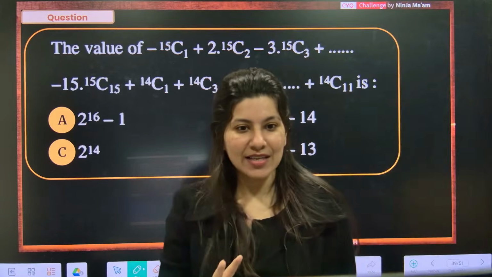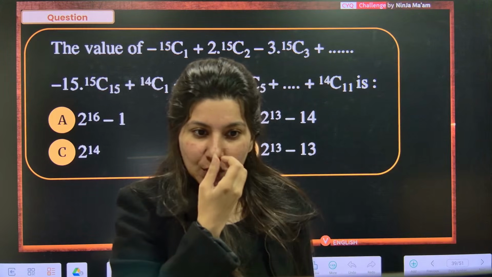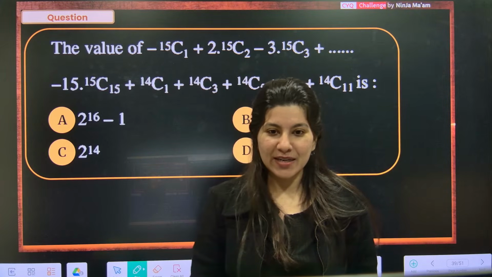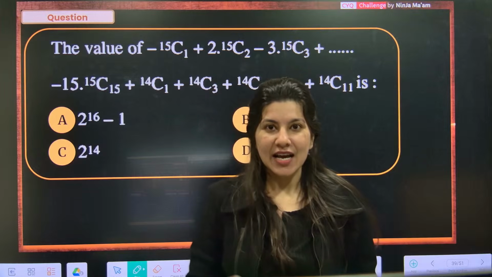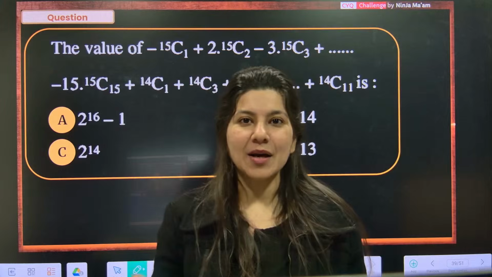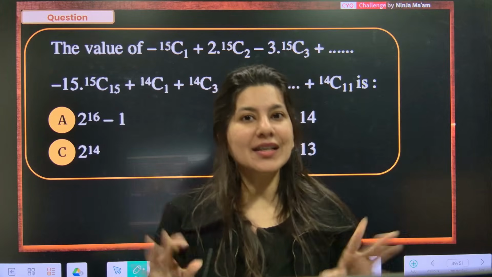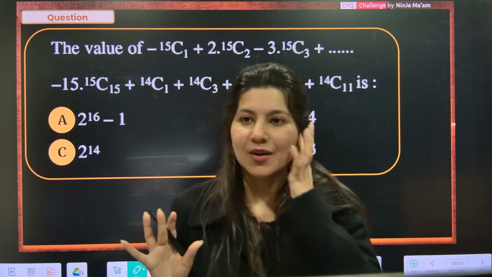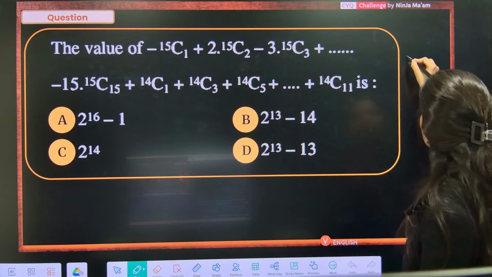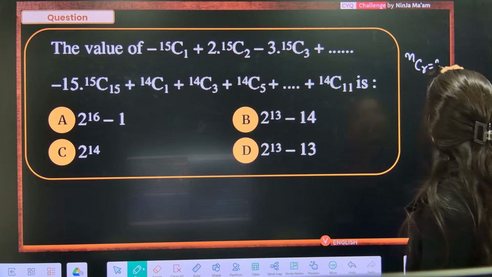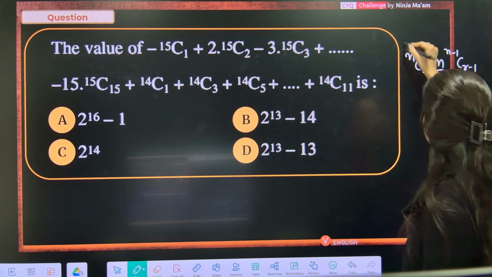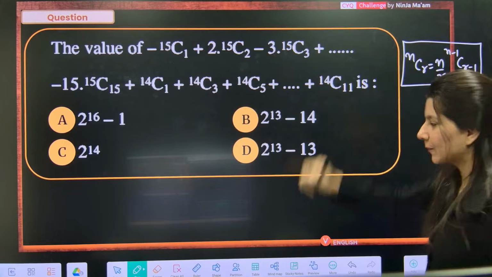Last two questions, my dear students. Ready, ready, ready. And you know what? These two questions are based on my favorite property, which is the most underrated property. Let me tell you, I have shown you in the beginning also. What is the property? NCR is N upon R, N minus 1, CR minus 1. This is the property which we are going to apply.